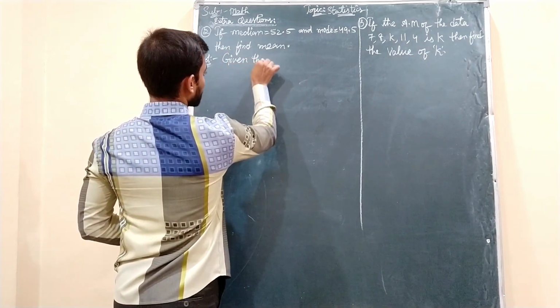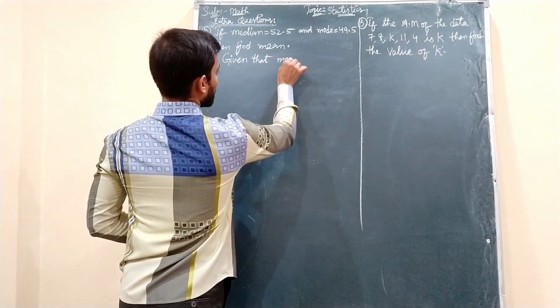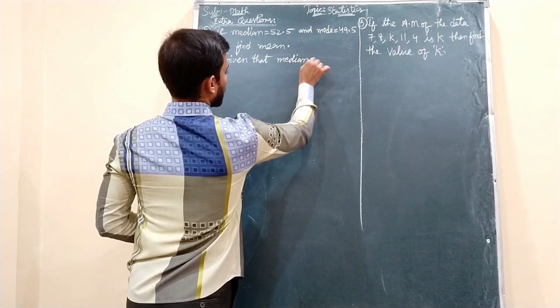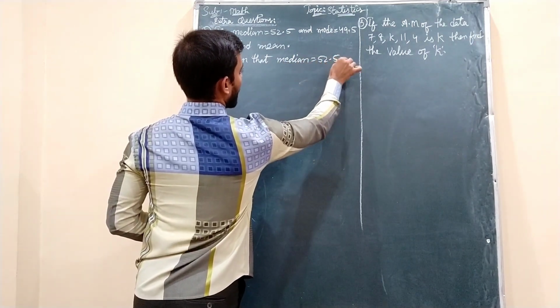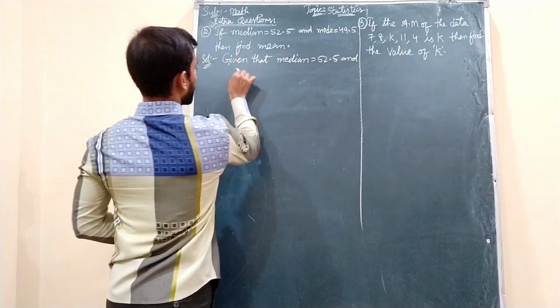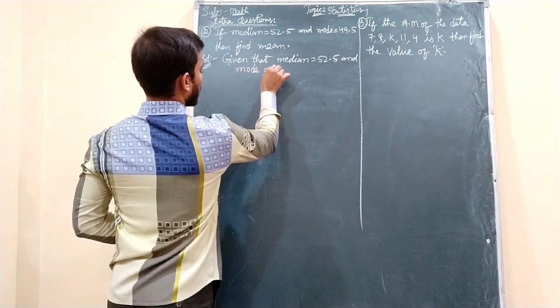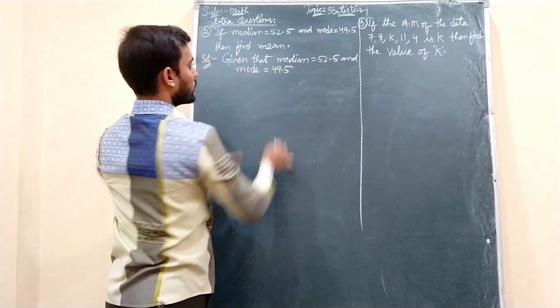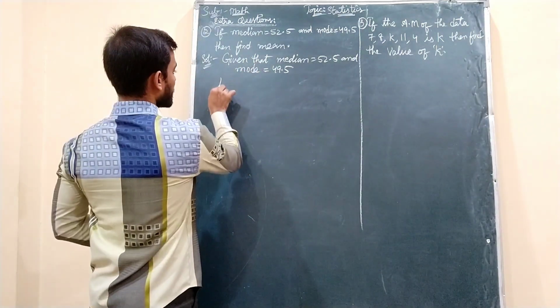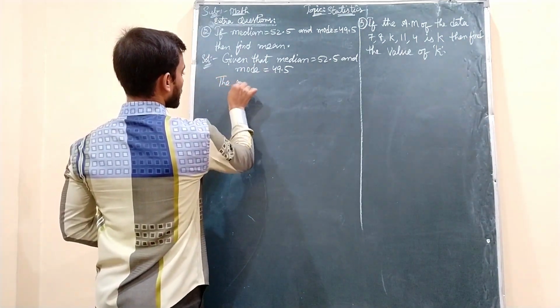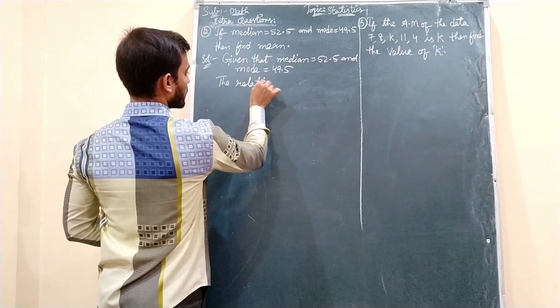Given that median equals 52.5 and mode equals 49.5. We need to find out mean, right? So there is a relation between mean, median and mode. So that we need to use over here.